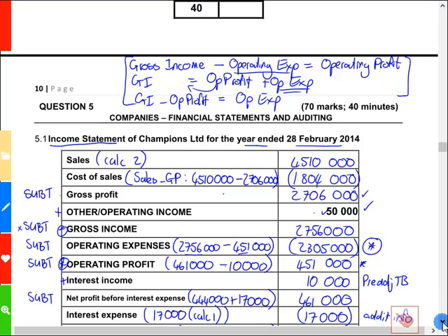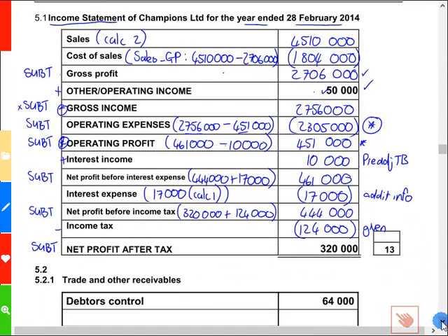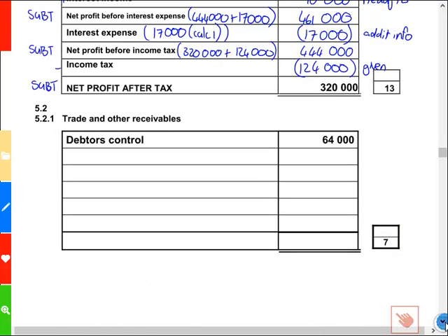Right, and that is my income statement. There was actually 13 very easy marks. You just needed to know the format and how to calculate your subtotals. And that is nothing but money for jam.